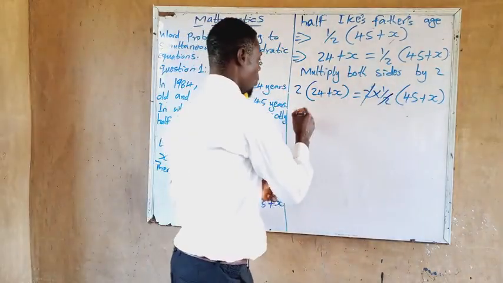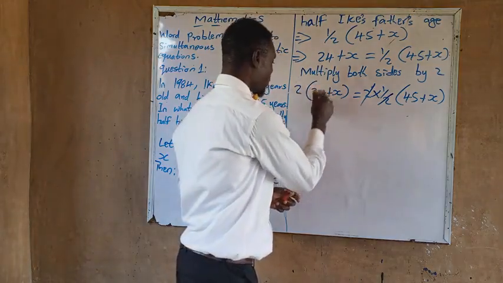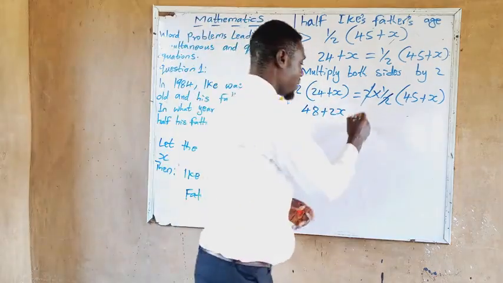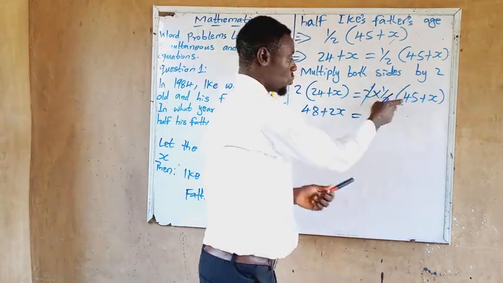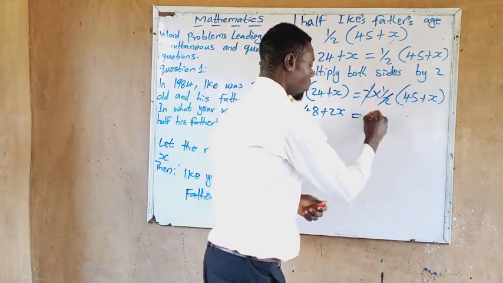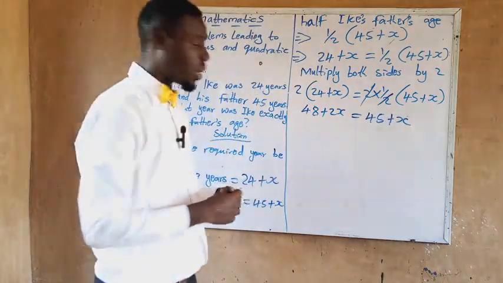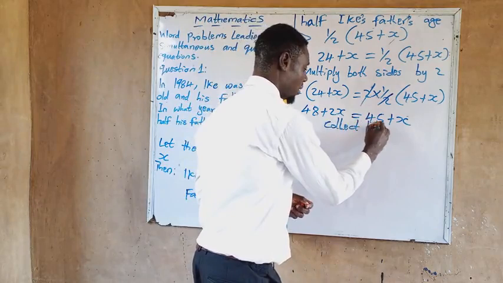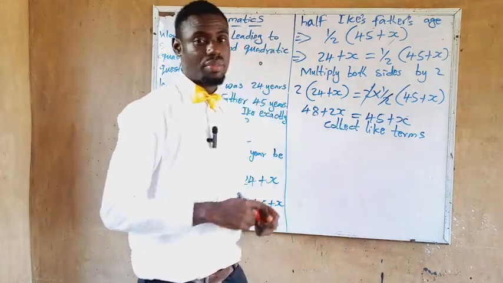So when they cancel out, we are left with 2 times 24, which gives 48, plus 2x. We use this 2 to multiply the x, opening the bracket. On this side, 2 has cancelled 2, so 1 times anything gives us what is inside the bracket. We should have 45 plus x. Now at this point, we collect like terms.